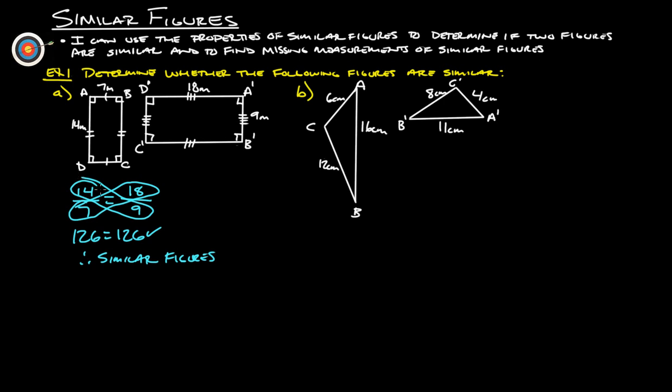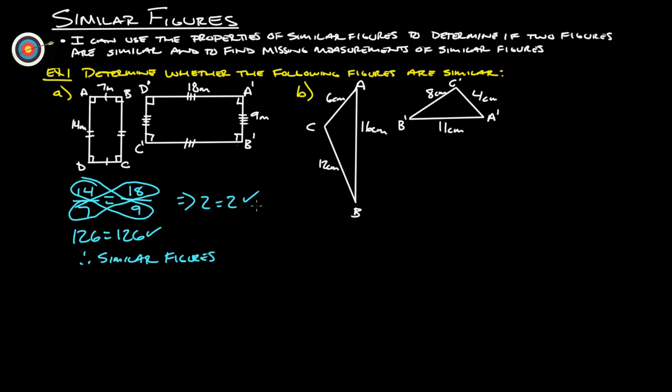Now, you also could have simplified each one of these fractions if you saw that. So 14 over 7, you could say, hey, wait, that's just 2. And then 18 over 9 is also 2. So that would also work.